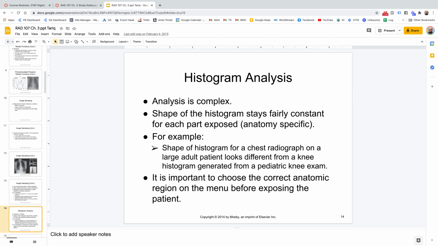The shape of a histogram for a chest X-ray is going to be different from a knee X-ray. So you really need to make sure that you choose the right anatomical region before exposing the patient. Why is that important? Because remember, the histogram comes after you take the exposure. So why does it matter how you select it? Well, what you select on the computer is what the computer is expecting the histogram to look like. When you select the chest X-ray, the computer is going to expect the histogram to look a certain way. If it looks different, that's where your image runs kind of weird.